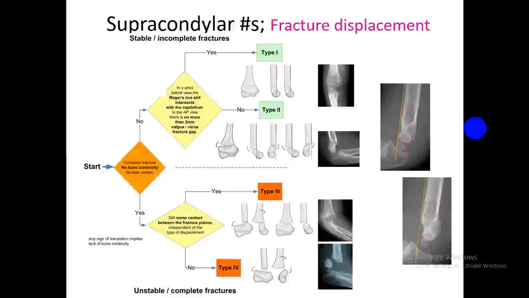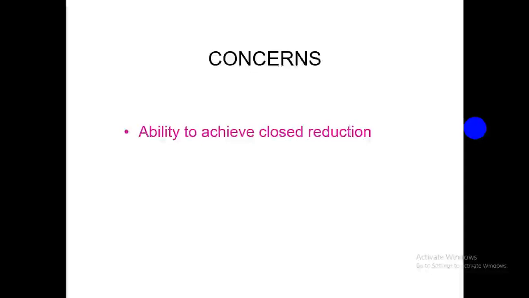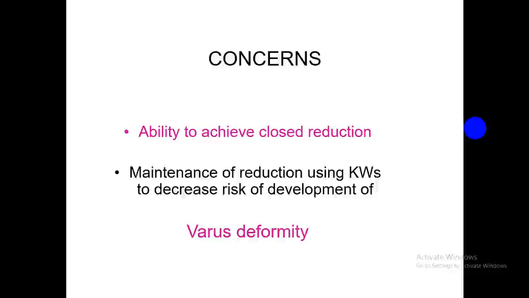When there's no bony continuity at all, if still there is contact between the fracture planes, like in these fractures, this is a type 3. If there's complete loss of continuity, if these fragments together have no contact at all, this is a type 4. The concerns in these fractures are the ability to achieve closed reduction and to maintain reduction using K-wires to decrease the risk of development of varus deformity.